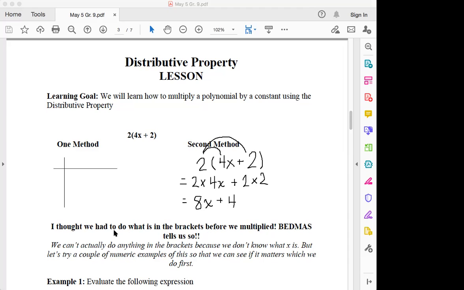So it's saying here, I thought we had to do what is in the brackets before we multiply. BEDMAS told us so. We can't actually do anything in the brackets because we don't know what x is, so we can't do anything. So what we have to do is just simplify it, make it easier for us. So that's what we're doing with this distributive property here. So I'm going to clear this. I'll go to the next one.